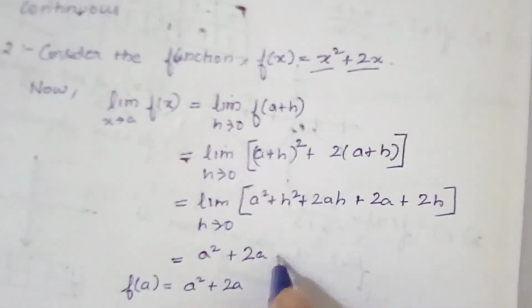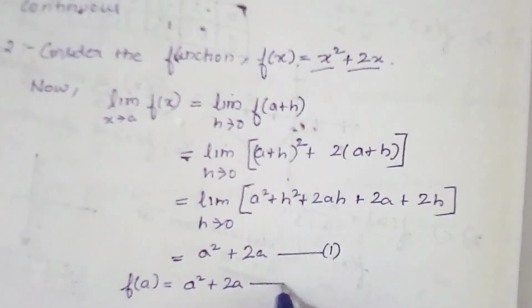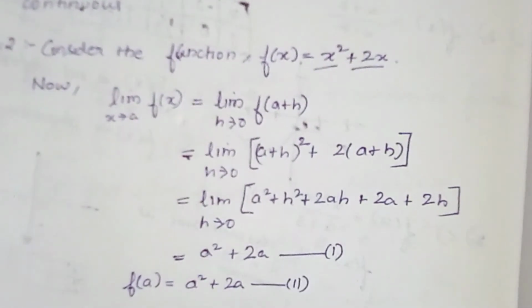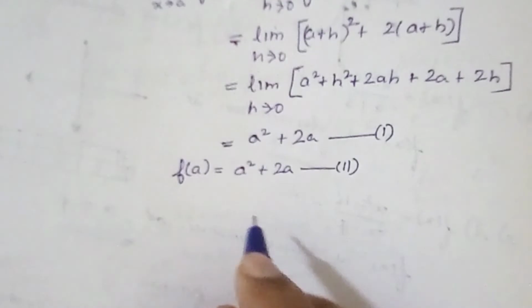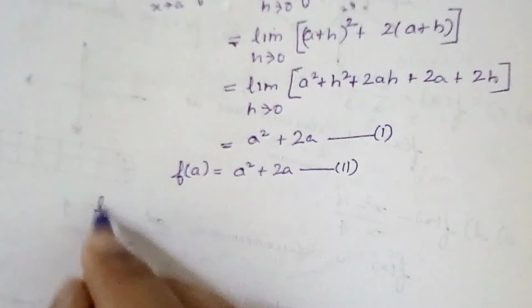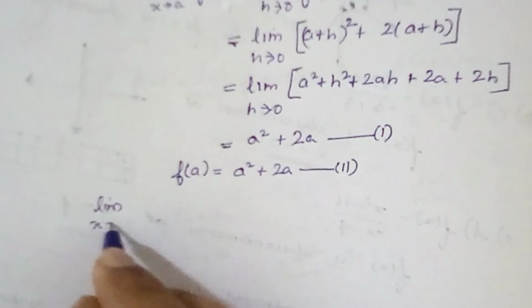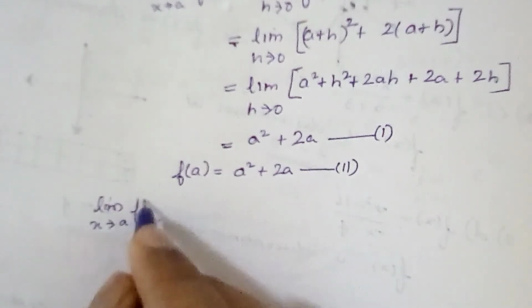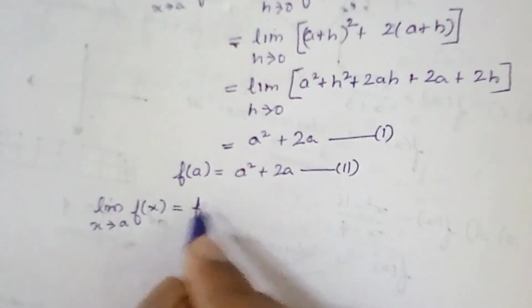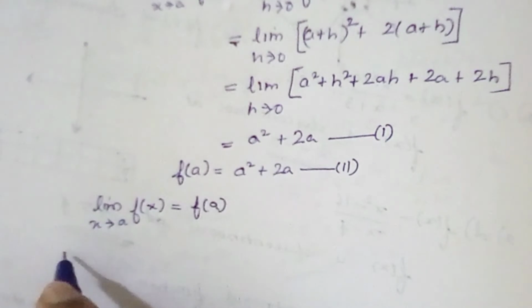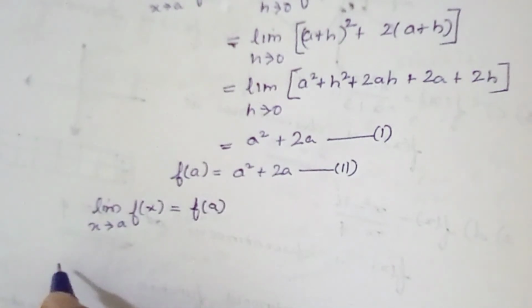Let us consider this as 1 and this as 2. From 1 and 2 we can say that limit x tends to a f of x is equal to f of a. So we can say that f of x is continuous at x is equal to a.